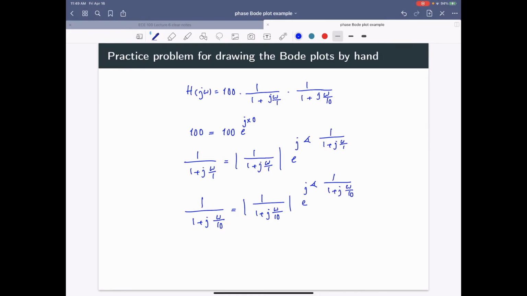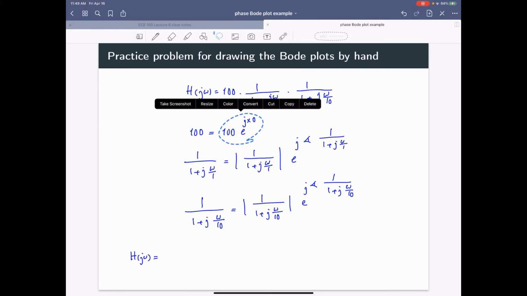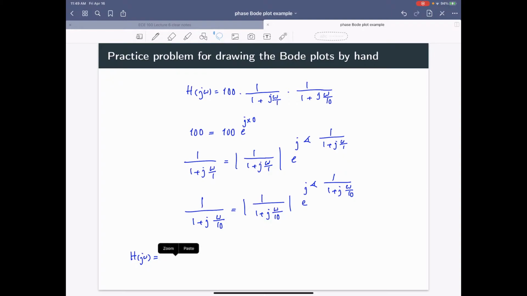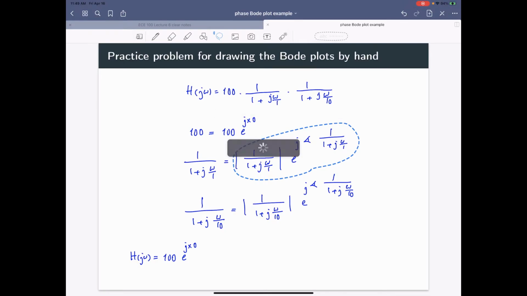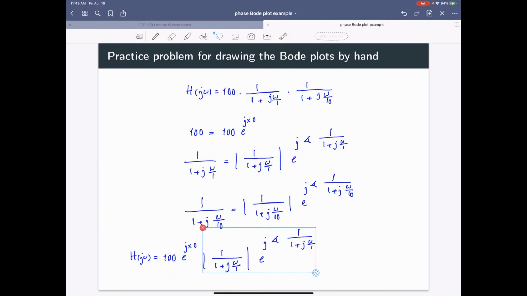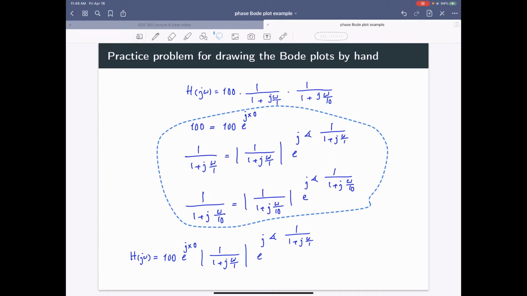Next I need to multiply all of them to get H(jω). So I have H(jω) equal to 100, and I'm going to write it in this form. Instead of writing 100, I'm going to represent it in polar coordinates. So copy, and paste, then multiplied by this function, which I wrote as a multiplication in polar coordinates, and I'm going to multiply it by this. And next, let me pull everything up a little.